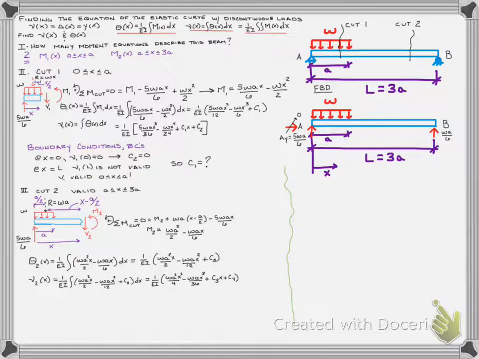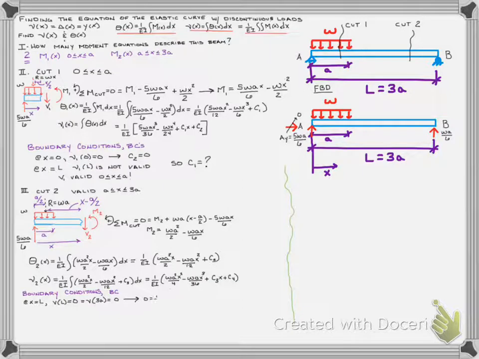So this is terrible because it didn't help us get C1 at all, and we just got 2 more constants of integration that we're going to need to use boundary conditions for to solve. Now, we're not even going to try to use the boundary condition of no displacement at x equal to 0, but we can at least now use that at x equal to L or 3a, we have no displacement.